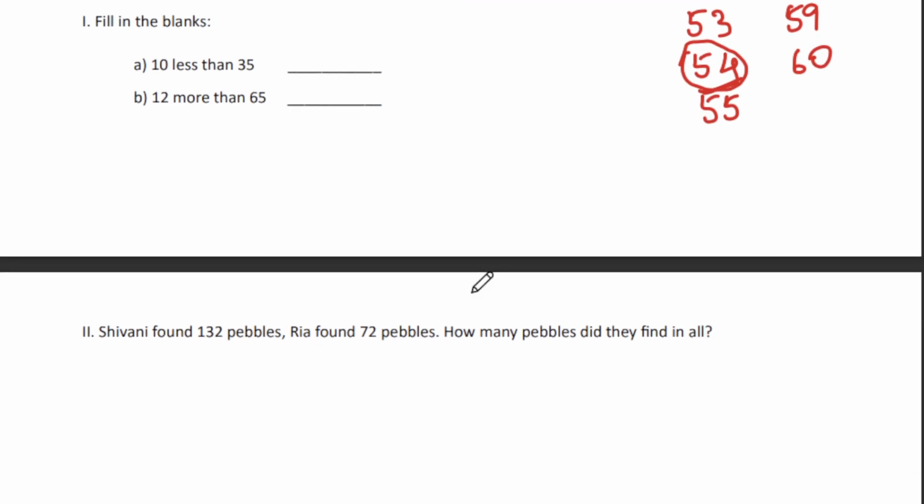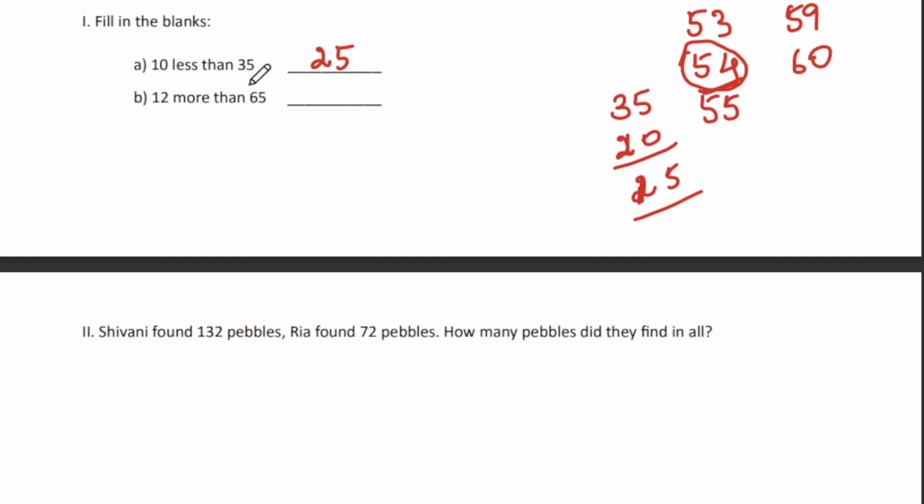Next comes fill in the blanks. 10 less than 35. So 10 less than 35. So we have 35. When you minus 10 from that, 5. 3 minus 1 is 2. So 10 less than 35 is 25. So if they ask 20 less than 35, then you have to put 2 here. This becomes 1. It's 15.